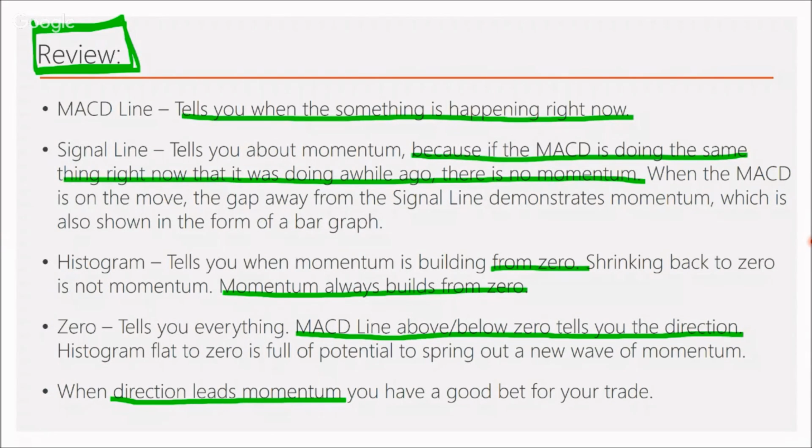So it gives you a bar graph to demonstrate momentum when the MACD line gaps away from the signal line. The histogram tells you when momentum is building, and remember, it builds from zero. Shrinking back to zero is not momentum. Momentum always builds from zero, so don't confuse the two.